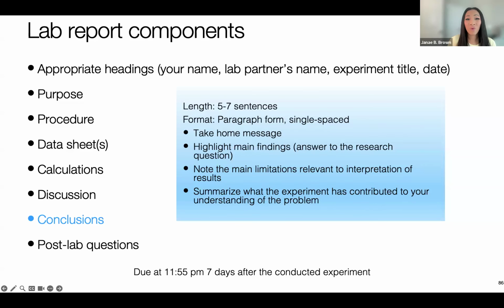Conclusion. So this is usually one paragraph. It's still in third person, past tense, single spaced formatting. And this is going to be your take home message, usually some sort of highlight of your main findings, an answer to the research question that you indicated in your purpose. You want to talk about any limitations that are relevant in terms of your analysis of your research or your experiment, and summarize why the experiment has contributed to your understanding of the problem. So how it's addressed that purpose, how it's addressed the hypothesis that you were testing.